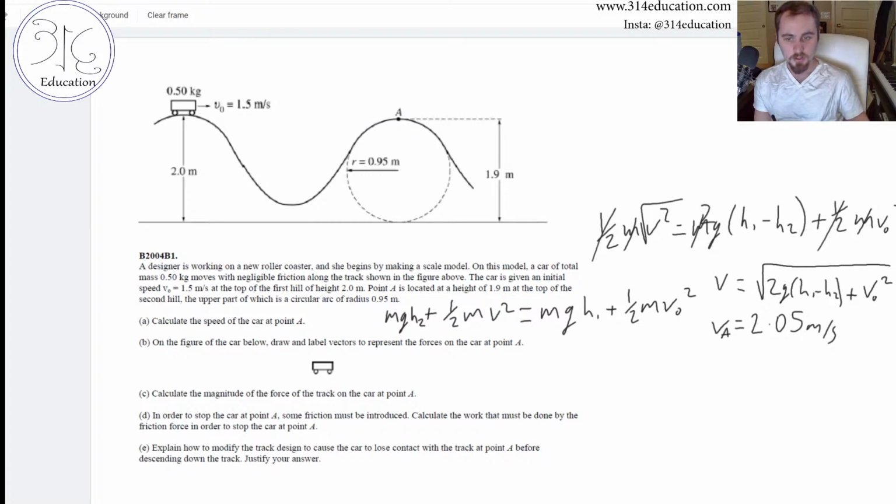On the figure below, draw and label vectors to represent the forces on the car at point A. So at point A, we're just sitting on a track. There's nothing propelling us, so we really just have a normal force pulling us upwards and a gravity force pulling us downwards. Calculate the magnitude of the force of the track on the car. So track on the car, that's going to be the normal force at point A.